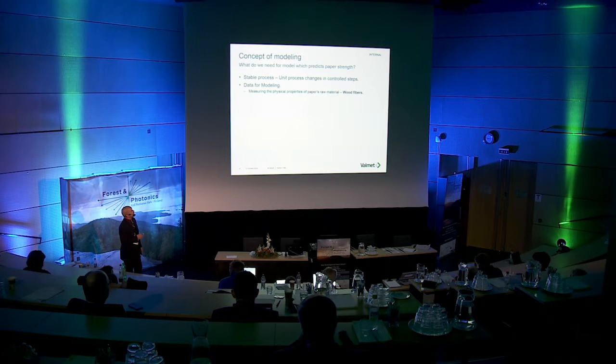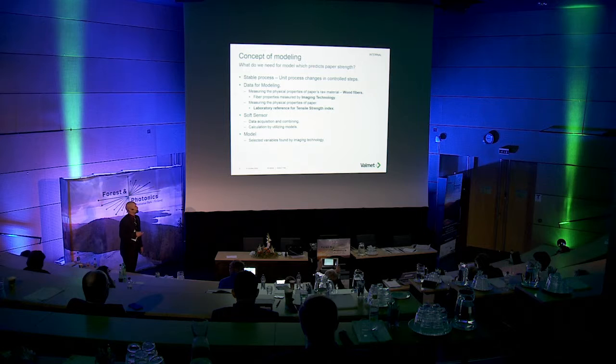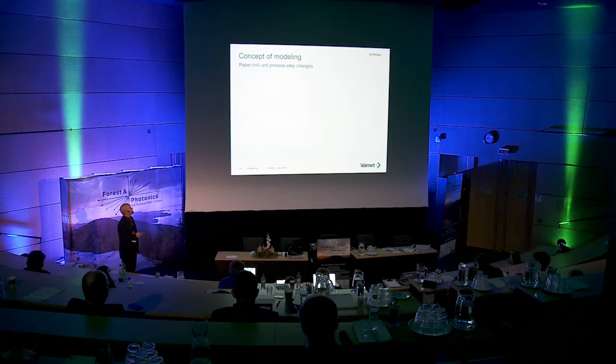We need data for modeling. We measure these properties of this paper raw material, and we measure the physical properties of paper, which is the tensile index, which is done in the laboratory, and it's a standardized method. And we have the soft sensor, and also we have the model. And we have to pick the right variables found by imaging technology, and then we can get this modeling ready.